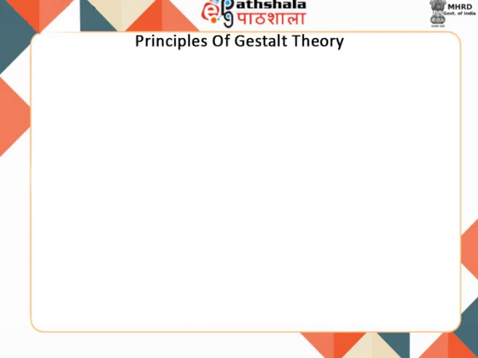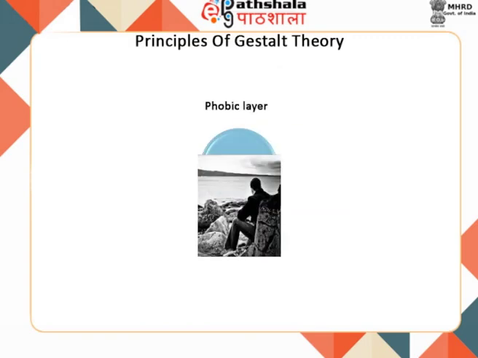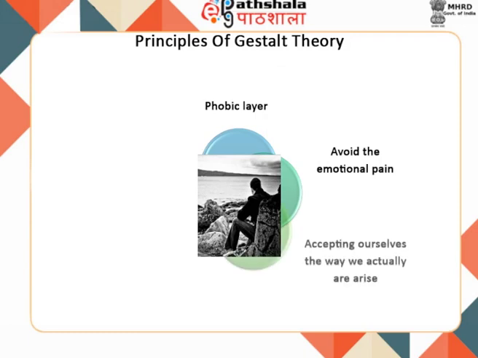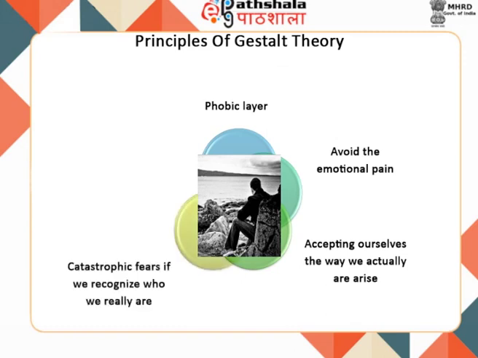The next layer we encounter is the phobic layer. At this level, we attempt to avoid the emotional pain associated with seeing aspects of ourselves that we would prefer to deny. Our resistance to accepting ourselves the way we actually are arises. We have catastrophic fears that if we recognize who we really are and present that side of ourselves to others, they will surely reject us.